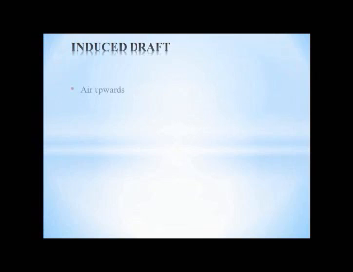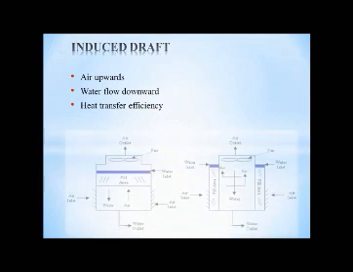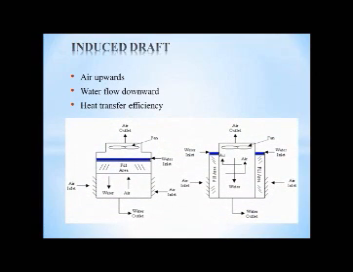Induced draft. Air upward, water flow downward, heat transfer efficiency. The induced draft tower shown in the following picture has one or more fans located at the top of the tower that draw air upward against the downward flow of water passing around the wooden decking or packing. Since the airflow is counter to the water flow, the coolest water at the bottom is in contact with the driest air while the warmest water at the top is in contact with the moist air, resulting in increased heat transfer efficiency.